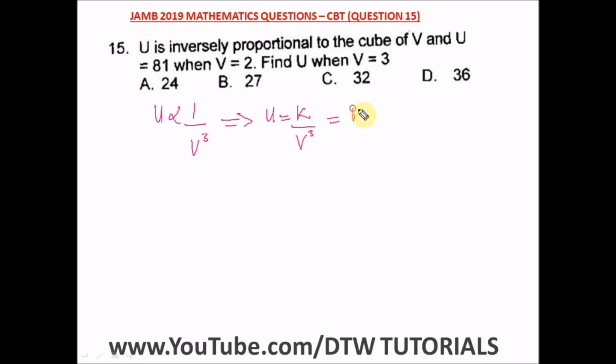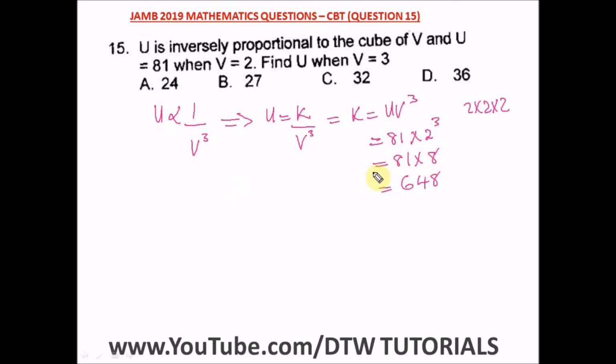So K will be what? K is equal to U V cube. Where U is 81 times our V, which is 2, that is 2 cube. So we have 81 times 2 cube, which is 2 times 2 times 2, that is 8. So what is 81 times 8? That will give us 648. You have an on-screen calculator, or better still, I remember doing my own JAMB, I had to practice without using a calculator, so it will help you to make you faster.